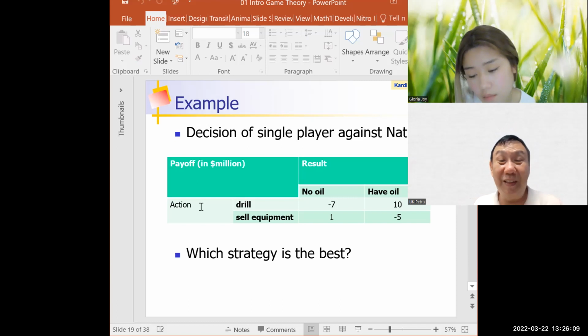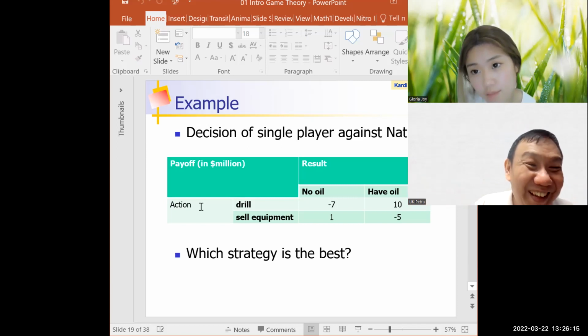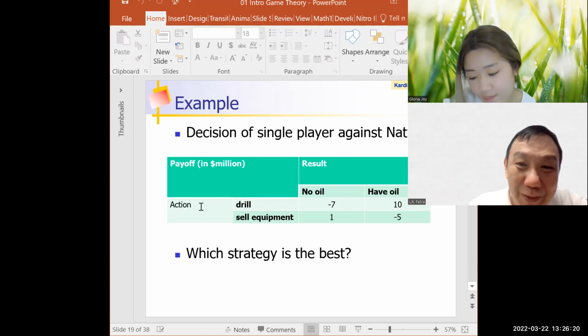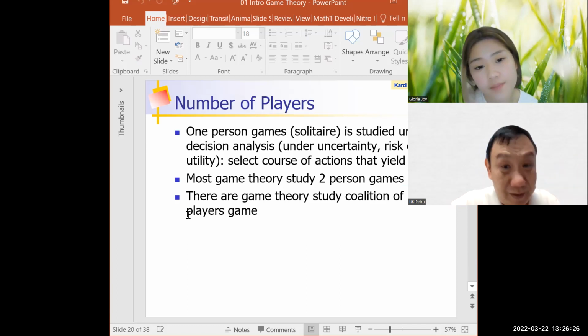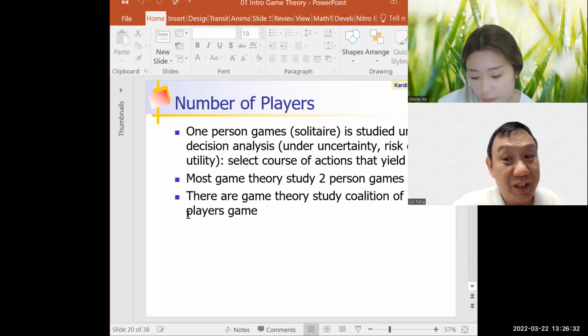So the question is, again, which strategy is the best? At this point, I don't talk about how to compute yet. We just give the example. This is just to whet your appetite. So the number of players can be 1 person, like a while ago, can be 2 persons, and can be a coalition of n players.